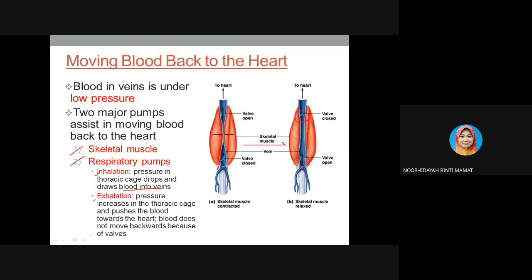The second pump that assists in moving blood back to the heart is the respiratory pump. We have inhalation and exhalation. When we inhale, the pressure in the thoracic cage drops and draws blood into the veins. When we exhale, the pressure in the thoracic cage increases and pushes the blood towards the heart. The blood does not move backwards because of the valves. These are the two major pumps that assist in moving blood back to the heart.